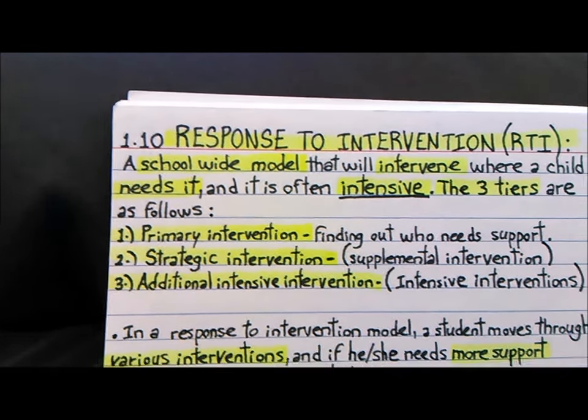8.6, let's see. Differentiation of instruction. When a teacher varies the content, process, or product used in instruction: content, the specific subject matter to what is learned; process, the route to learning the content; product, the result of the learning. Two keys for successful differentiation: knowing what is essential in the curriculum, and knowing the needs of the students.